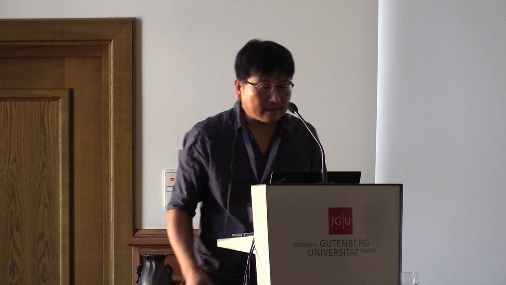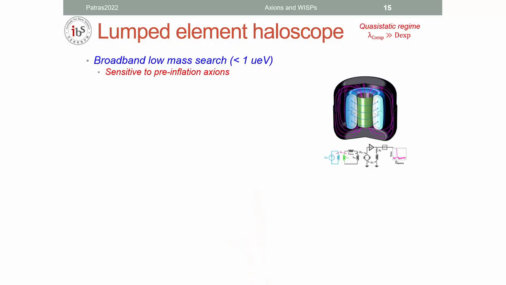Lumped element haloscope is basically sensitive to the so-called quasi-static regime. Their approach is a broadband low mass search below 1 microelectron volt. That's why this search is sensitive to the pre-inflation axions.